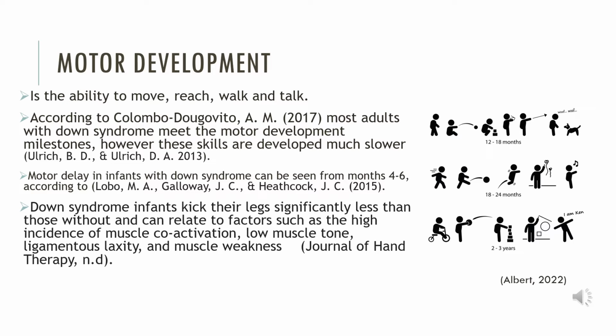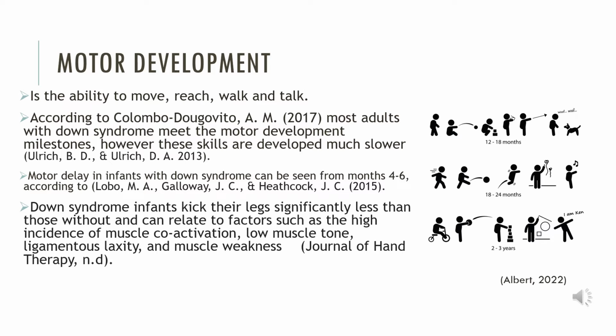Motor development is a key aspect of any child's development. The ability to move, reach, walk, and talk are linked to motor development. According to Colombo 2017, most adults with Down syndrome meet their motor development milestones. Researchers have summarized that those with Down syndrome acquire motor skills much slower than those without. This is due to several structural defects common to children with Down syndrome that are not seen in children otherwise, and offers the explanation for the delay in these motor skills.